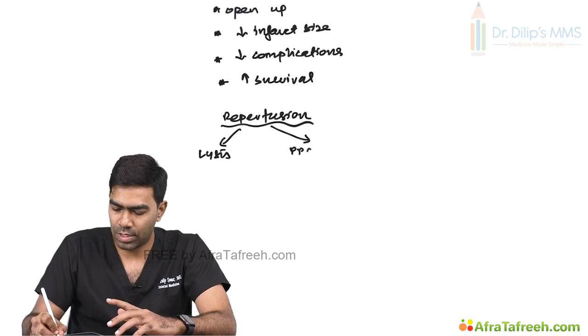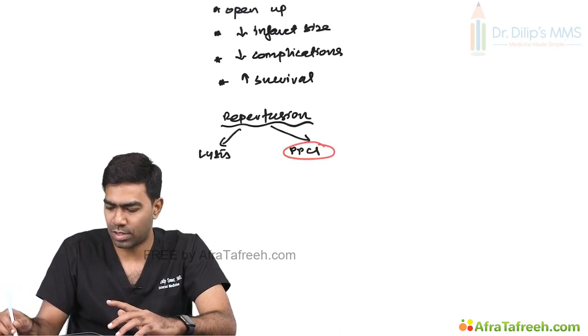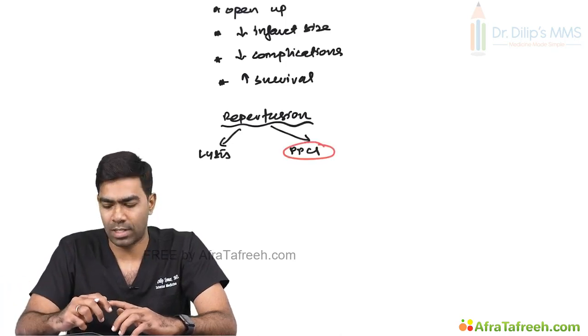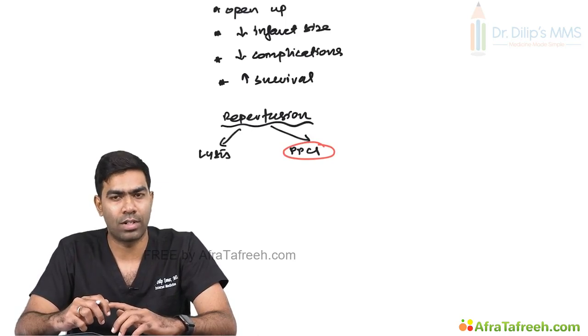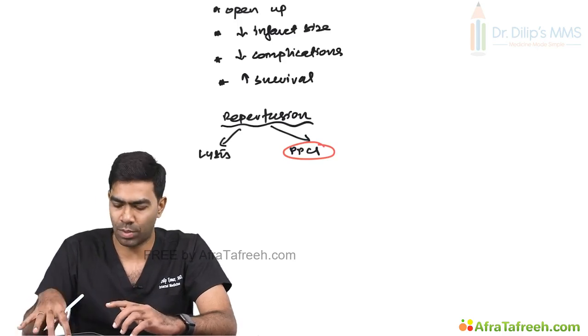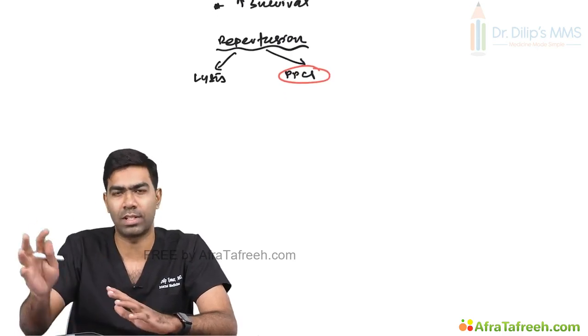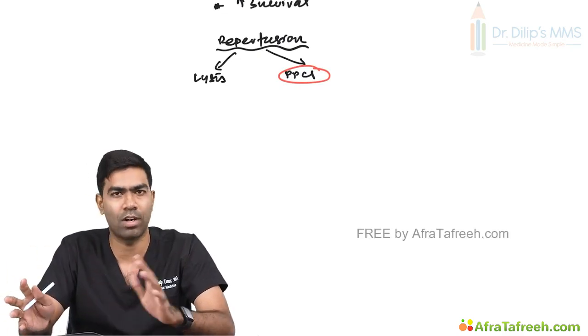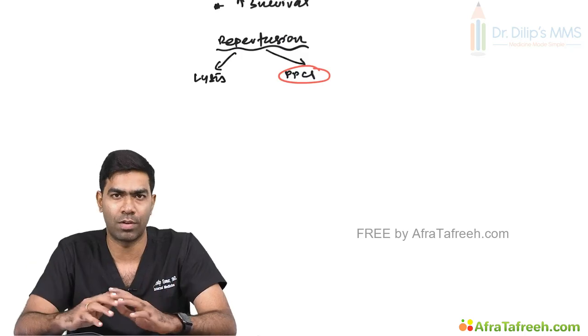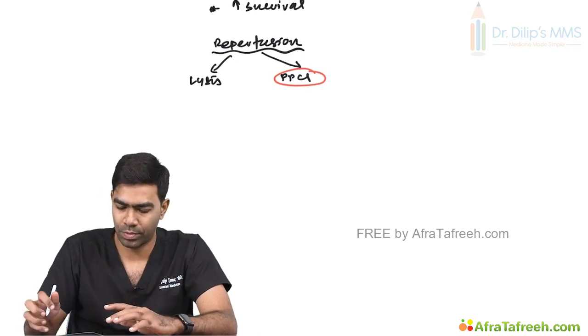The second mode of reperfusion, which is the gold standard, is primary PCI. That is percutaneous coronary intervention, which is done on a primary basis as a first line therapy. That's the best one. If the thrombolysis has failed, we'll go for rescue PCI, which we'll be discussing subsequently. But either PCI or lysis, these are the modes of reperfusion. That's what we're going to do.